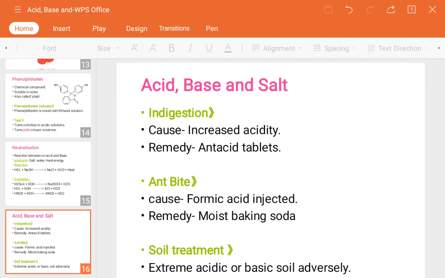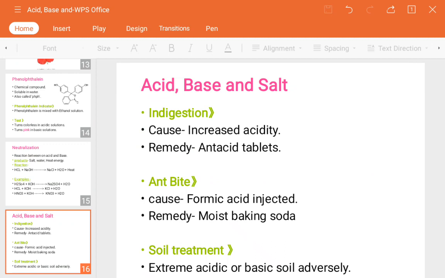What can we use? Antacid tablets. The tablets available in the market are basic in nature. To control the acidic problem, we use a basic substance. That's why antacids are, as the name says, against the acid. These tablets are made of a base, so we use such types of medicines. Next, tablets or a basic solution like magnesium hydroxide we mostly use. Some syrups are also available in the market.